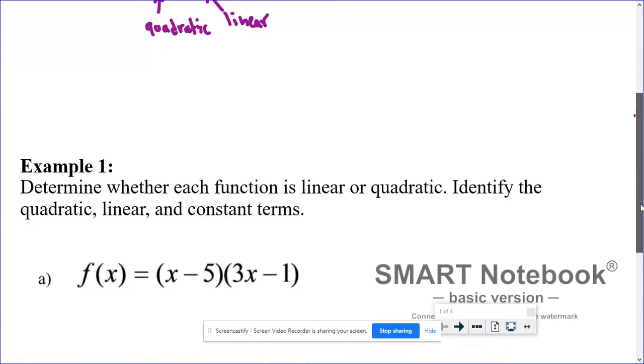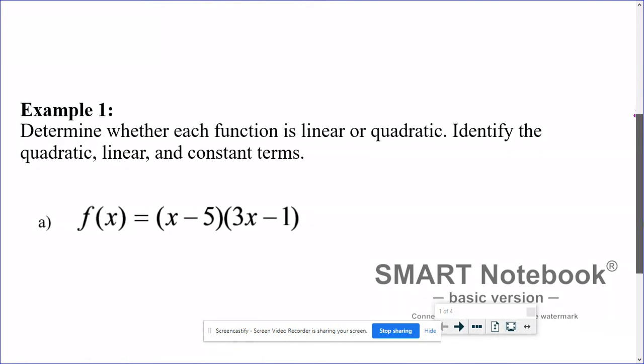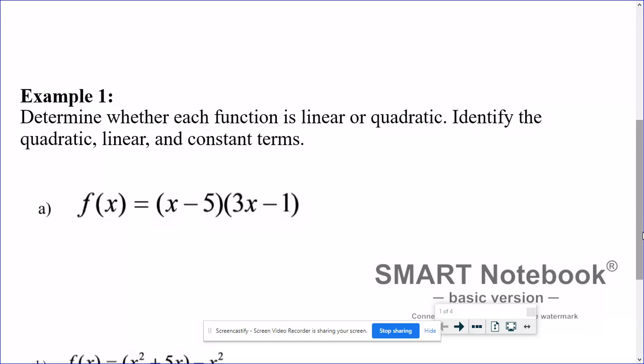So the first example here says determine whether each function is linear or quadratic. Identify the quadratic, linear, and constant terms. You can only identify if a function is linear or quadratic if it's in standard form. So right now it looks like it's linear, right? Because you've got some linear terms. But if you actually multiply these together, standard form would not be leaving it like this. It would be breaking it apart and putting it in order.